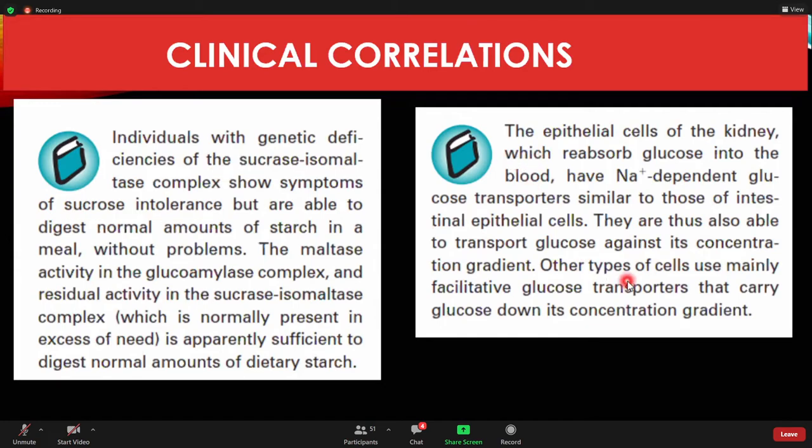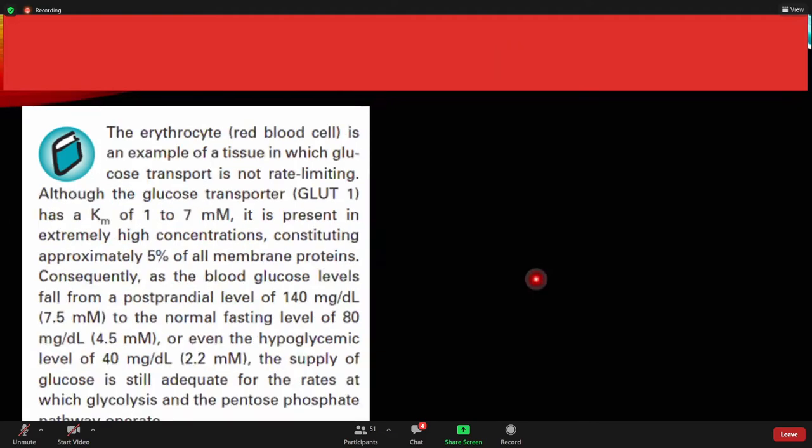Another clinical correlation that you have to know: in the kidney, they can reabsorb glucose into the blood in order to have glucose-free urine. And these transporters are actually sodium dependent transporters because we are secreting high sodium concentration in the urine. Okay, so they are able to transport glucose against the concentration gradient because they have these sodium glucose transporters. The other cells, compared to the kidney cells, have passive diffusion, which means that they rely on the concentration gradient.